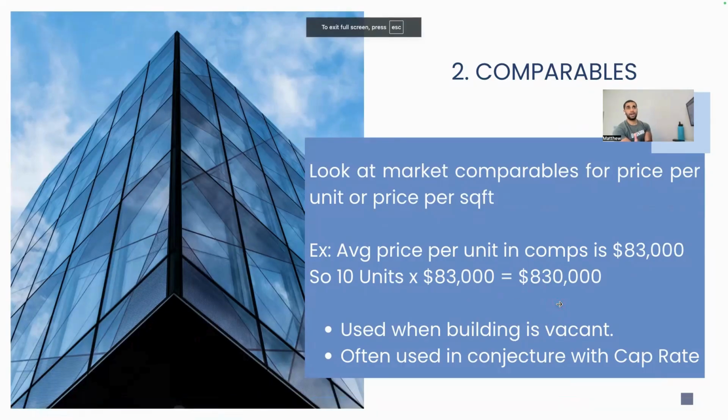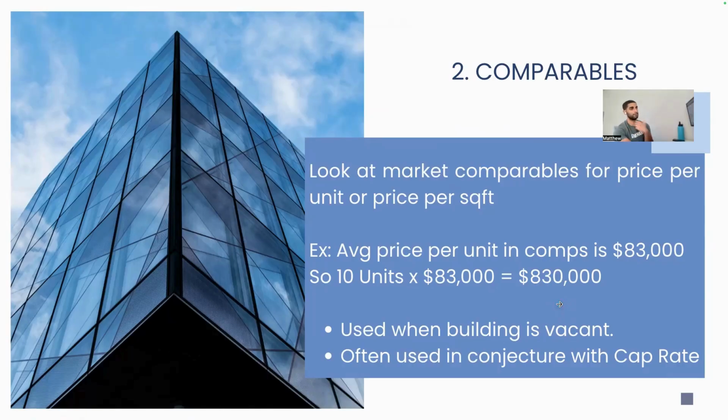For commercial, it's the same thing. Let's say you have a retail building, you're going to look at other retail buildings that sold. You're going to try to match them up with similar quality and location retail buildings. You're going to figure out what the price per square foot is, and then you can multiply that by the square footage of the subject building and get your comparable value.